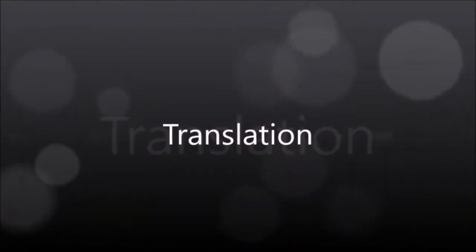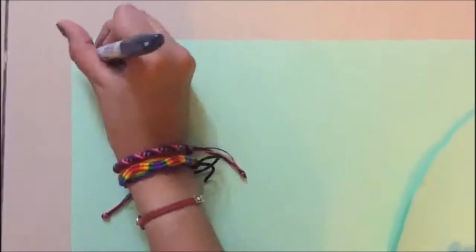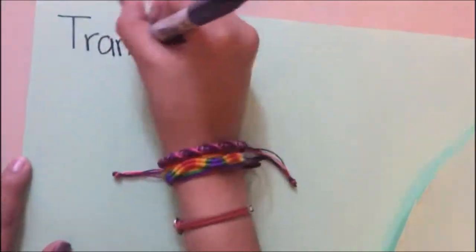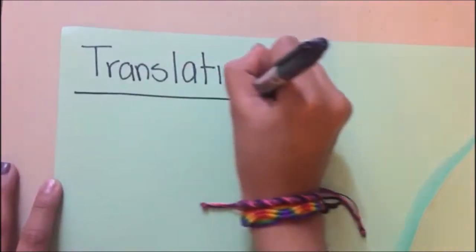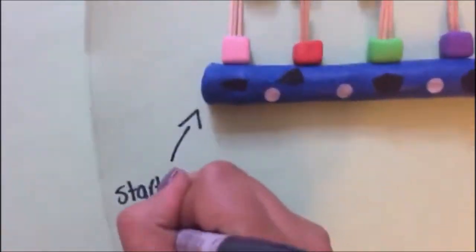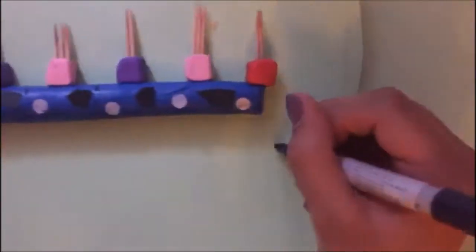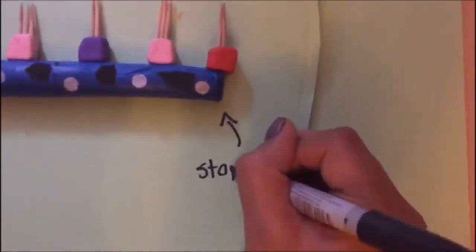Translation. Translation is the process in which mRNA is converted into a polypeptide. Let's remember, one or more polypeptides make up a protein. First, the RNA polymerase will always know where to start. There will always be a starting codon and a stop codon.